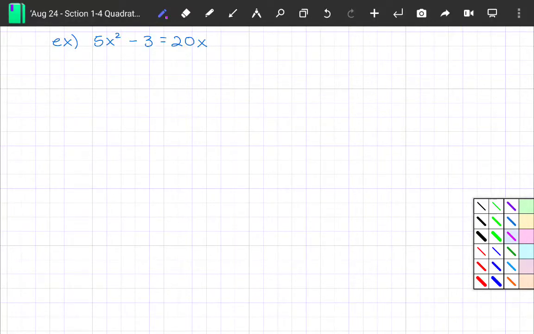Okay, so what I'm actually going to do is the first step of getting rid of the a. I'm going to divide both sides by 5. So I'm going to have x squared minus 3/5 equals 4x. I've divided by a. Now go ahead and try completing the square on this one.